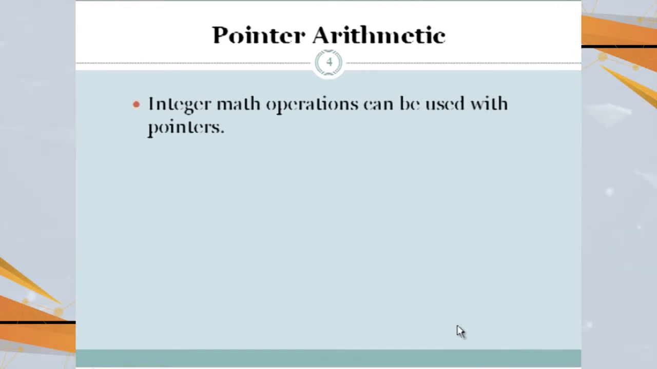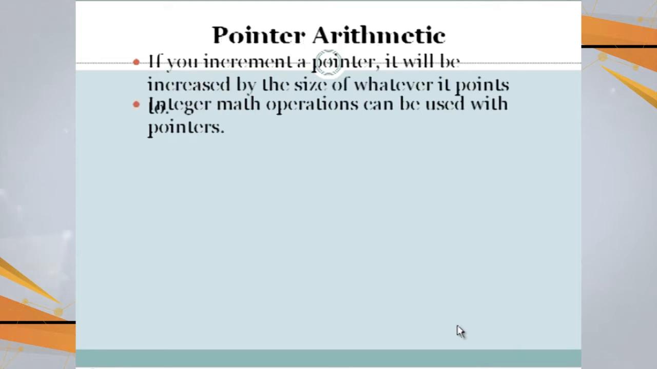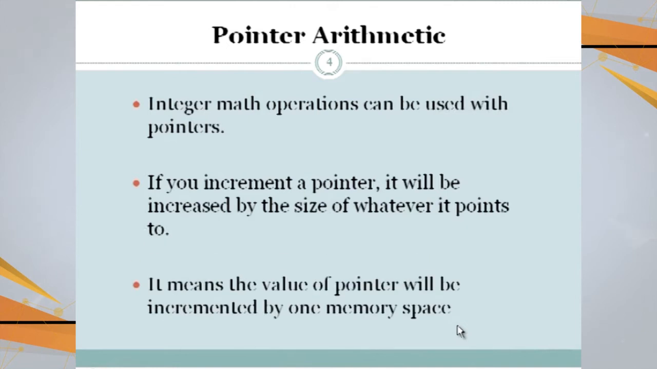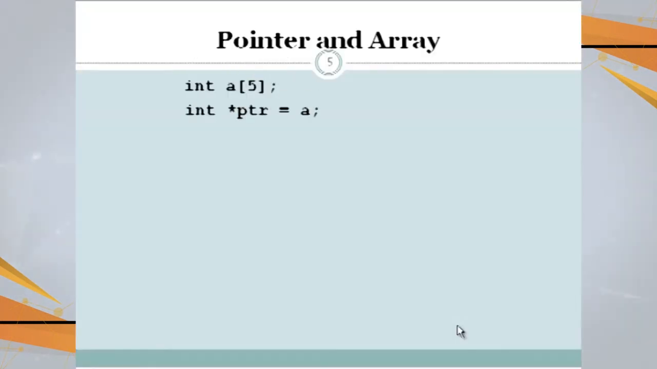Integer math operations can be used with pointers. If you increment a pointer, it will be increased by the size of whatever it points to. It means the value of pointer will be incremented by one memory space according to the data type of the variable.